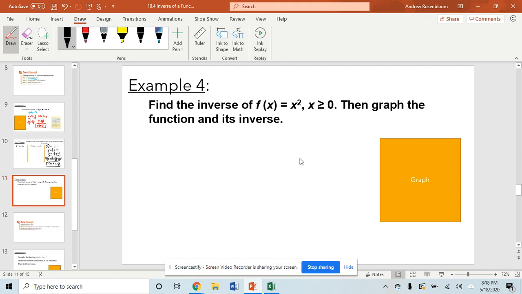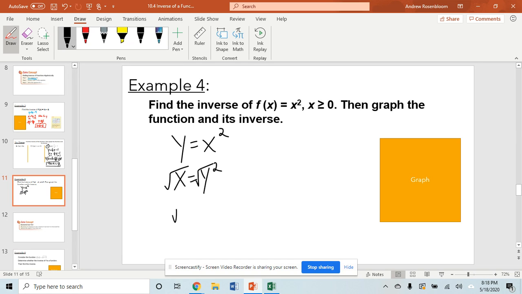Okay, find the inverse of f of x equals x squared. So now we're going to go through the same steps, but it's a little bit more challenging. y equals x squared. Now we have to switch our x and y. So x equals y squared. Well, how are you going to get y by itself? Take the square root of both sides.